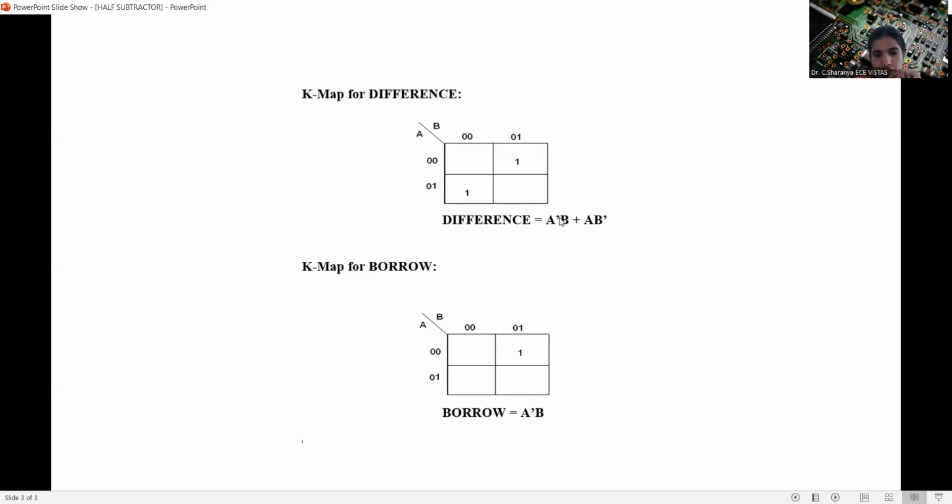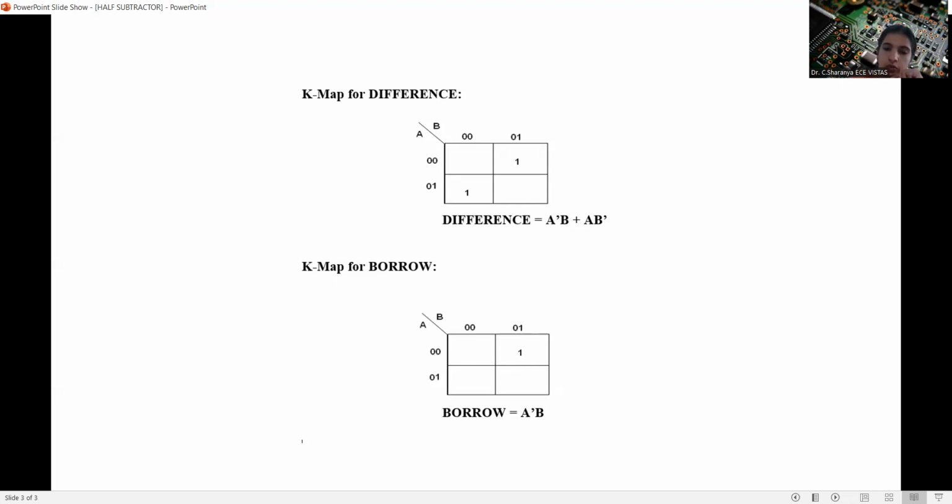So difference is equal to AB bar plus A bar B. We all know that this is the equation for the XOR gate. A XOR B is equal to A bar B plus AB bar. So we can take that difference is equal to A XOR B. Similarly, plotting for borrow, we have only one 1, hence it has to be grouped separately. So it will be nothing but A bar B. So borrow is equal to A bar B.